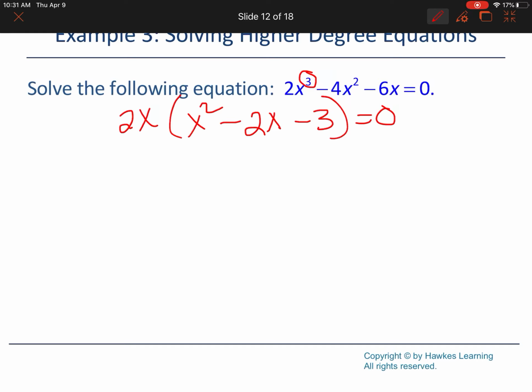All right, so go ahead and pause the video and see if you can factor that middle term, this quadratic. By yourself, turn the video back on and I'll show you how to do it. Okay, hopefully it went well.